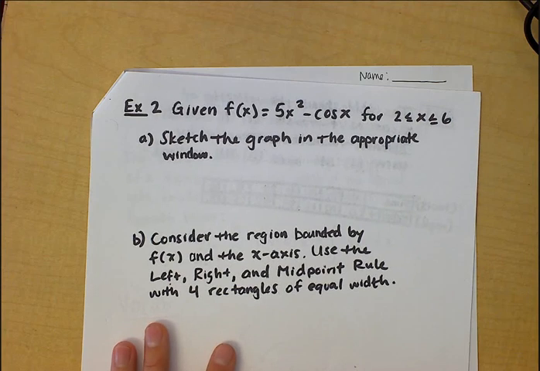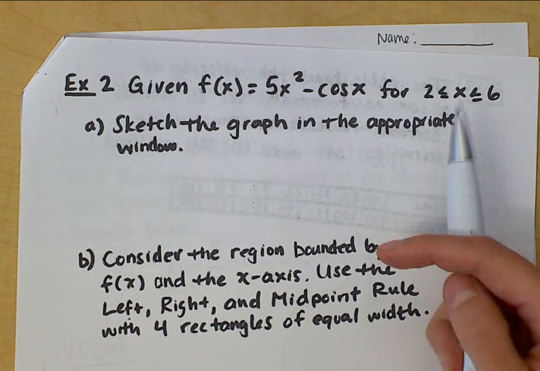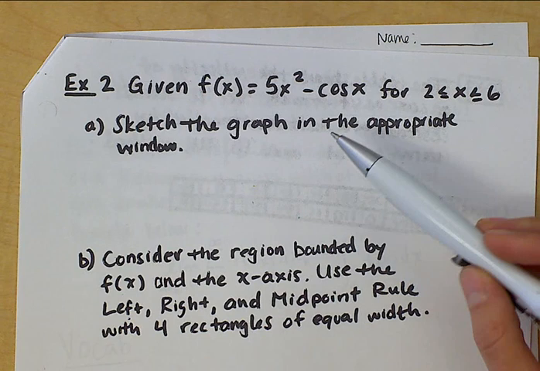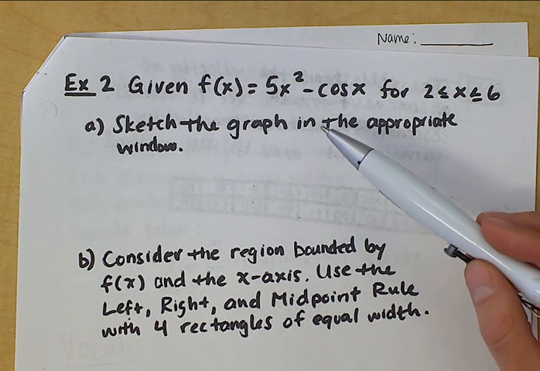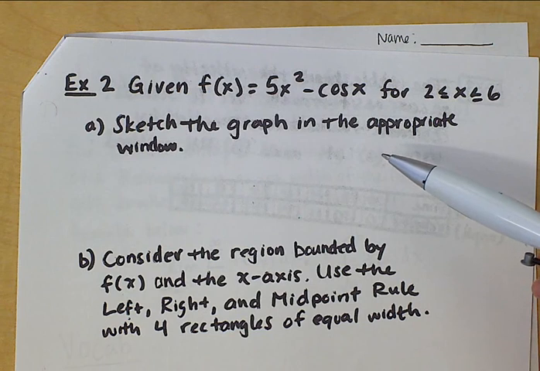Let's start with example 2. Given f of x equals 5x squared minus cosine of x on the interval between 2 and 6. Part A asks us to sketch the graph in the appropriate window. It's always going to be a good idea to know how to sketch this, because you are likely going to want to reference the sketch to know what your rectangles look like.